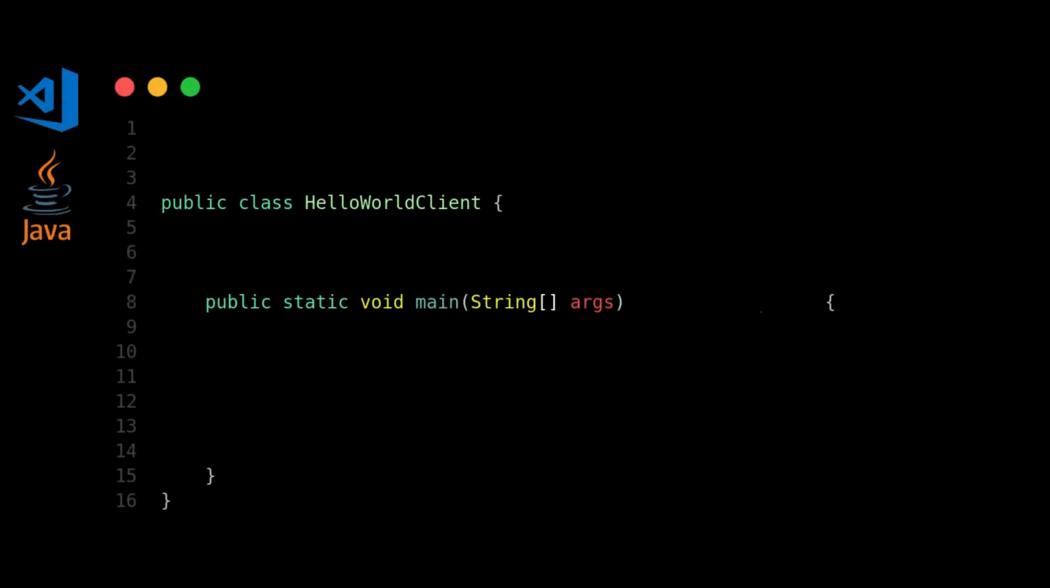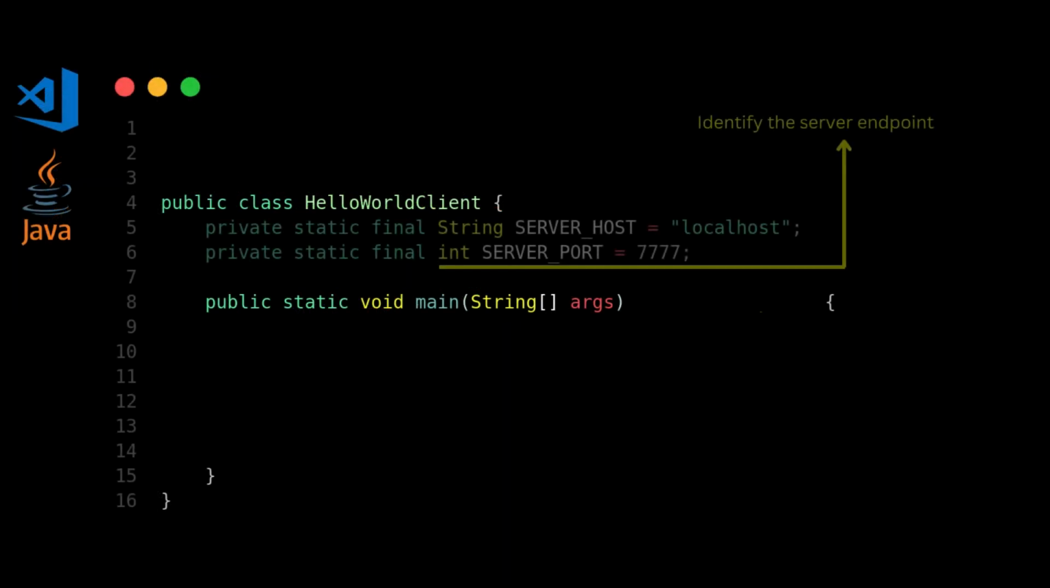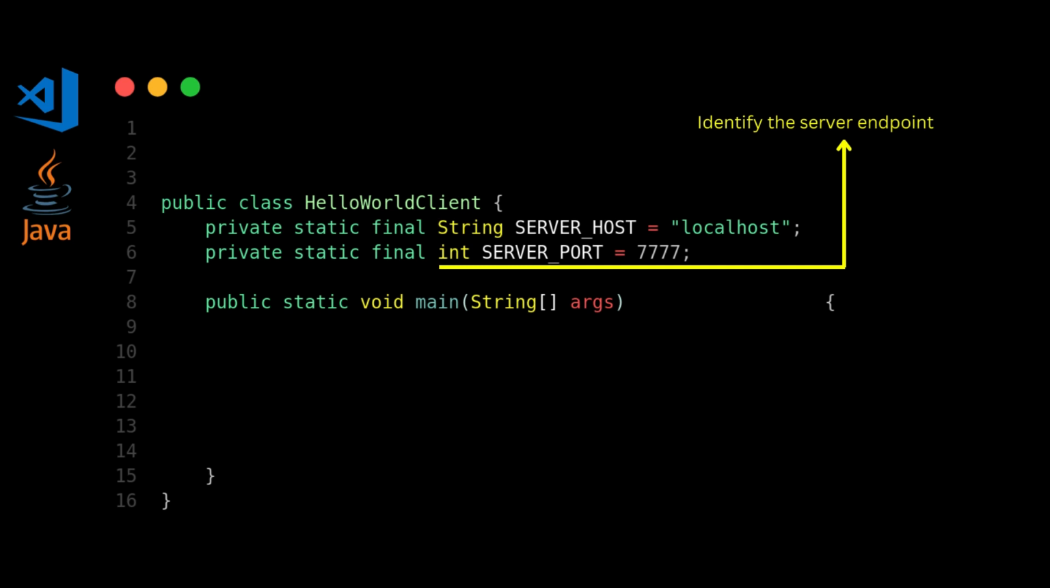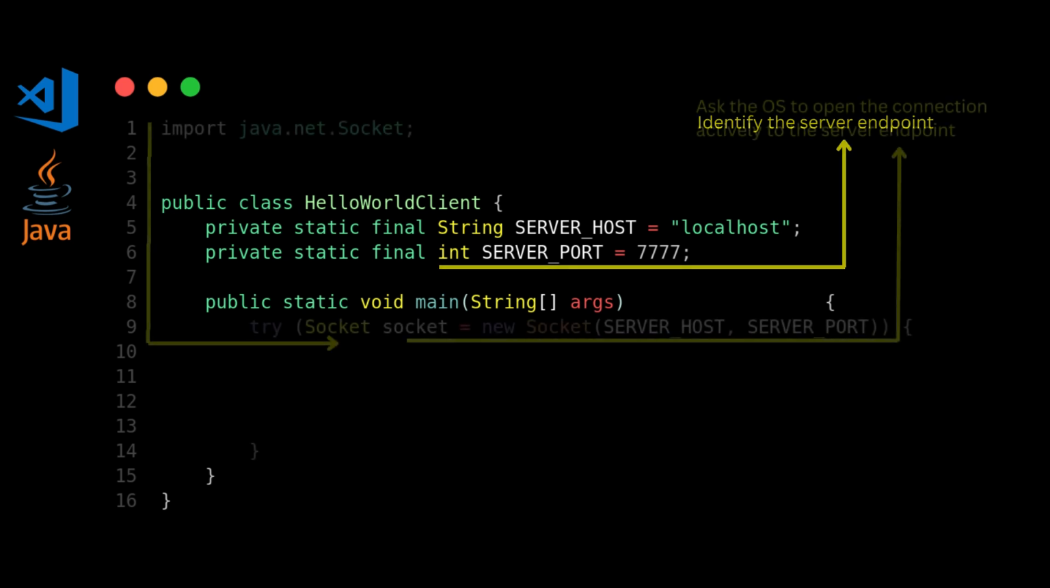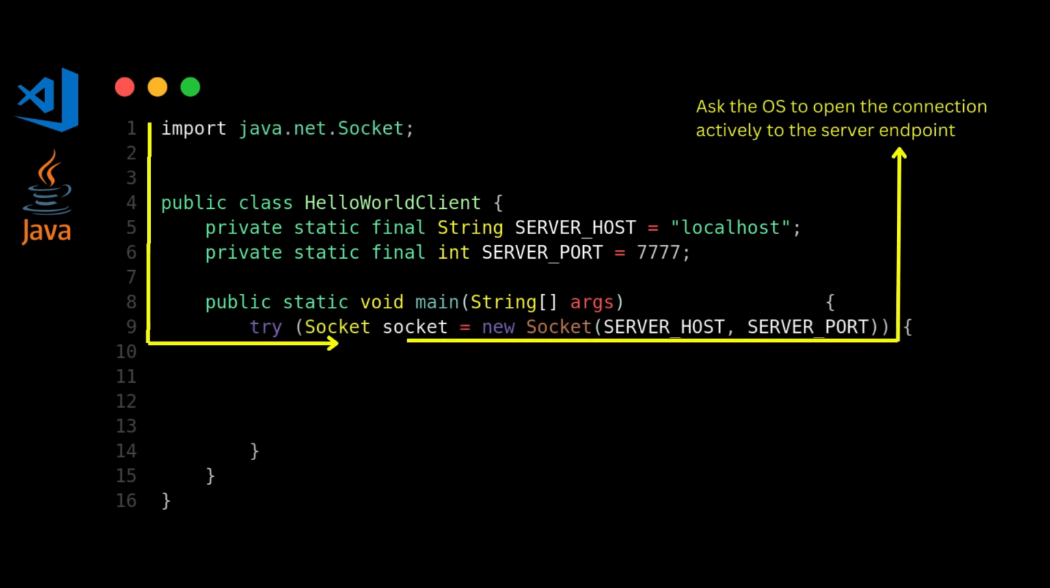Let's now move on to the client. We start by specifying the server endpoint in terms of IP address and port. In this example, we assume that the server will run on the same machine as the client, so we use localhost as a special value for the IP address. Then we instantiate the Socket class while specifying the server endpoint.